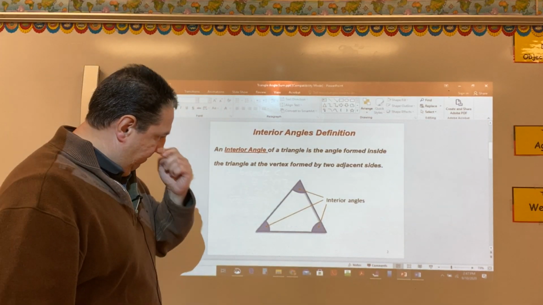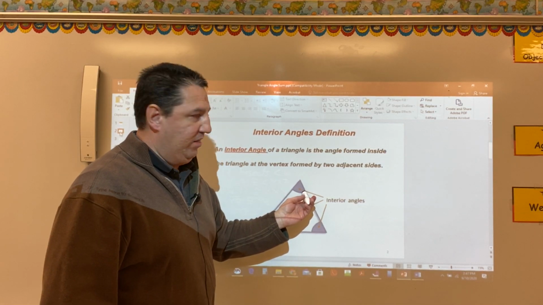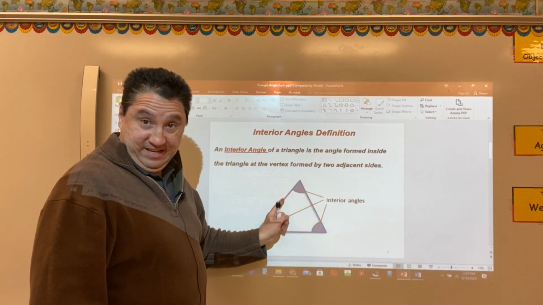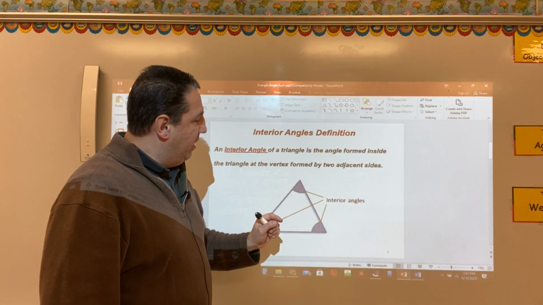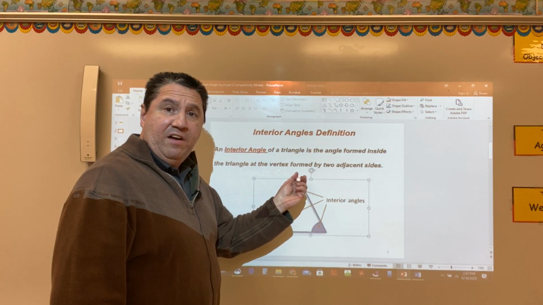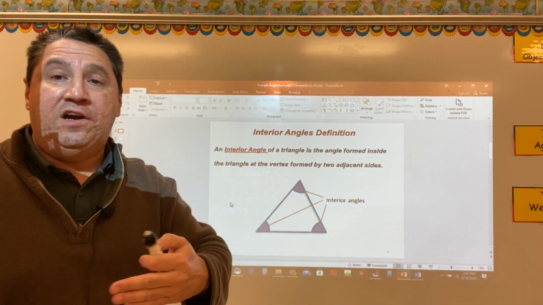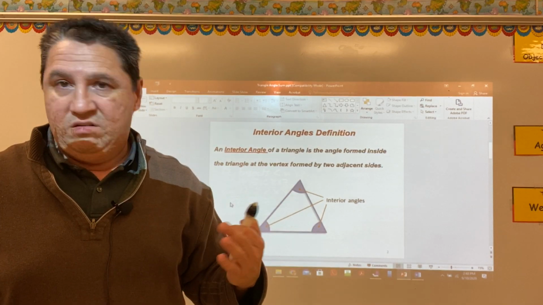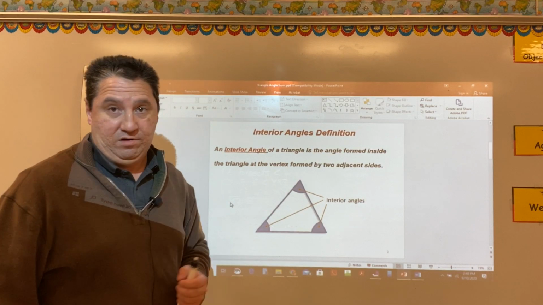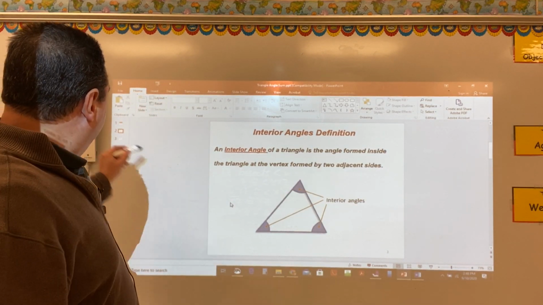For example, this angle is an interior one. Why? Because it's formed by 2 adjacent sides, right? And at their vertex, yeah? Now, how many interior angles are in a triangle? It's obvious. We have 3 interior angles, yeah? Good. Next.